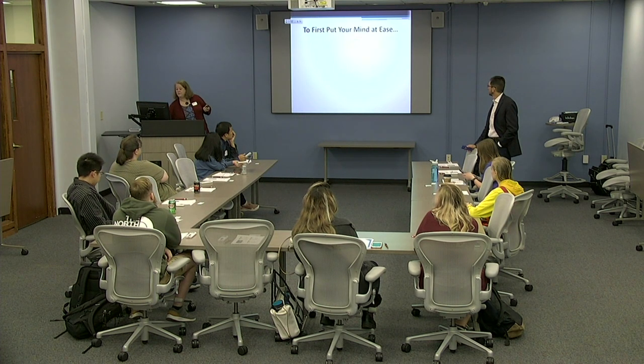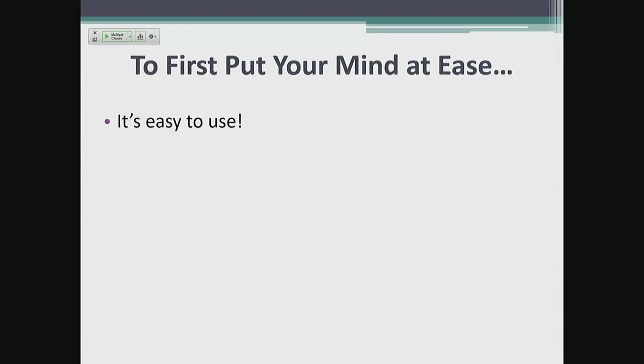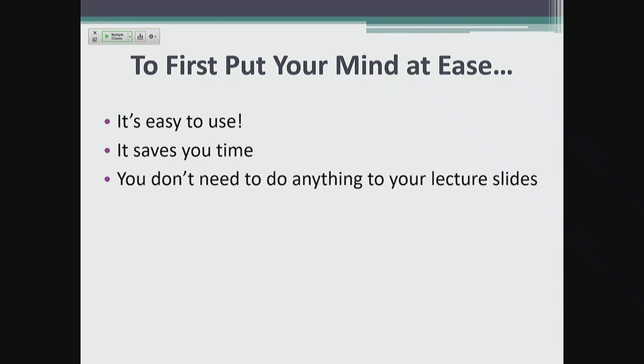So let me, first of all, from my perspective, put your mind at ease. This is really easy to use. There is a little bit of setup in the beginning, but that's what Glenn is for. That's why we have so many resources for all of you to be able to do this. This does save you time, especially if you're using it for attendance. It's an automatic attendance check, but it's also a participation check as well as a learning and engagement check. So you're doing a lot of things at once, especially for large numbers of students.